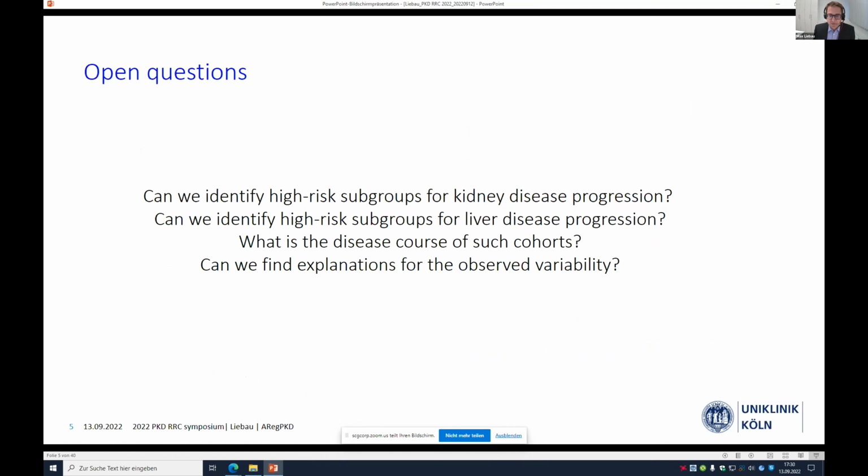So despite this important work, there were some questions that are important. Can we identify these high-risk subgroups that show the severe kidney disease progression? Can we identify high-risk subgroups for liver disease progression? What would be the disease cause of such cohorts? And can we find an explanation for the always described variability?